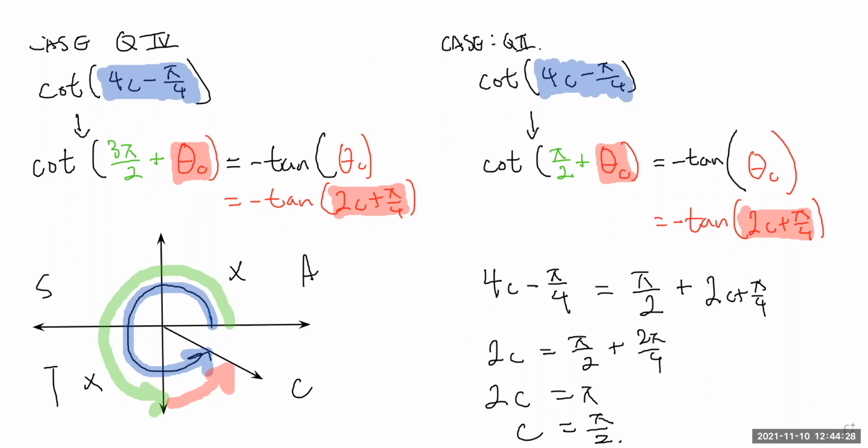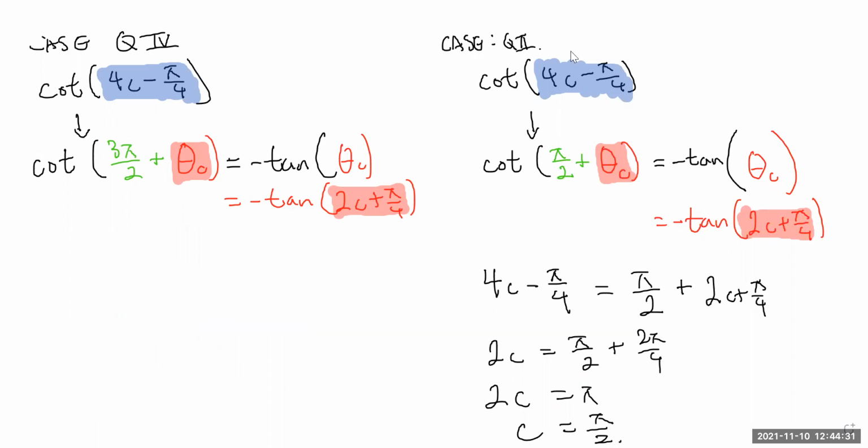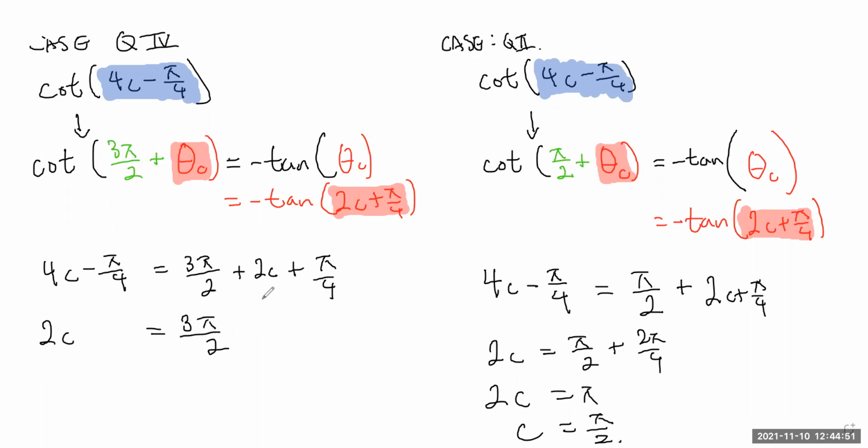So let's do some algebra. You've got 4c minus pi over 4 is equal to 3 pi over 2 plus 2c plus pi over 4. I'm going to bring all the c's on one side again. That's 2c. I'm going to bring all the radians on the other side, being 3 pi over 2 plus pi over 4 plus pi over 4, which is 6 over 4. That's 8 over 4, 2 pi. 2c is equal to 2 pi. That means c could be pi. Oh, there are two cases.